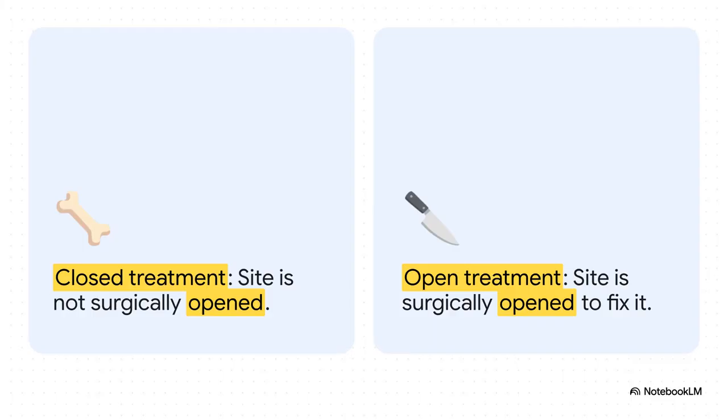Speaking of slices, it's absolutely crucial to know the difference between treatment types when coding these. A closed treatment means the fracture site is not surgically opened up to the external environment. The doctor might just manipulate the bone from the outside. But an open treatment? That means the surgeon literally cuts the site wide open to directly look at and fix the bone, often dropping in plates or screws.